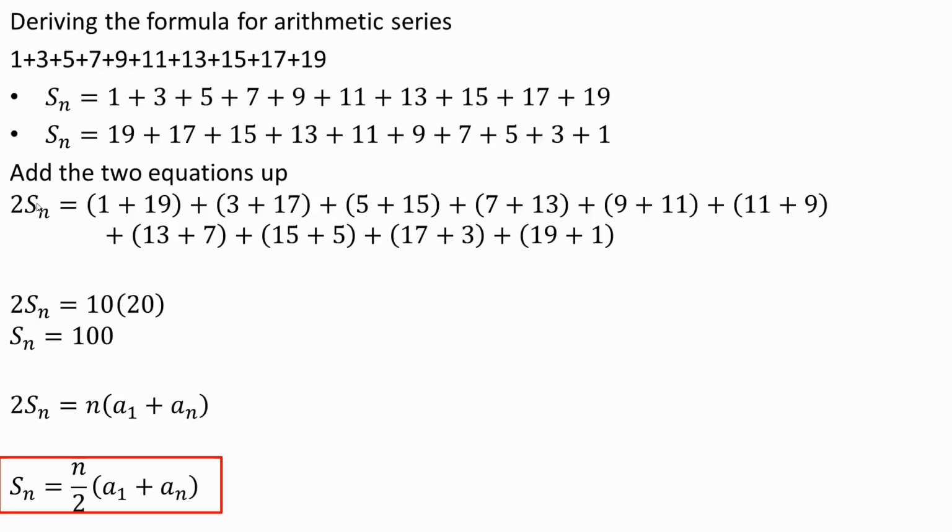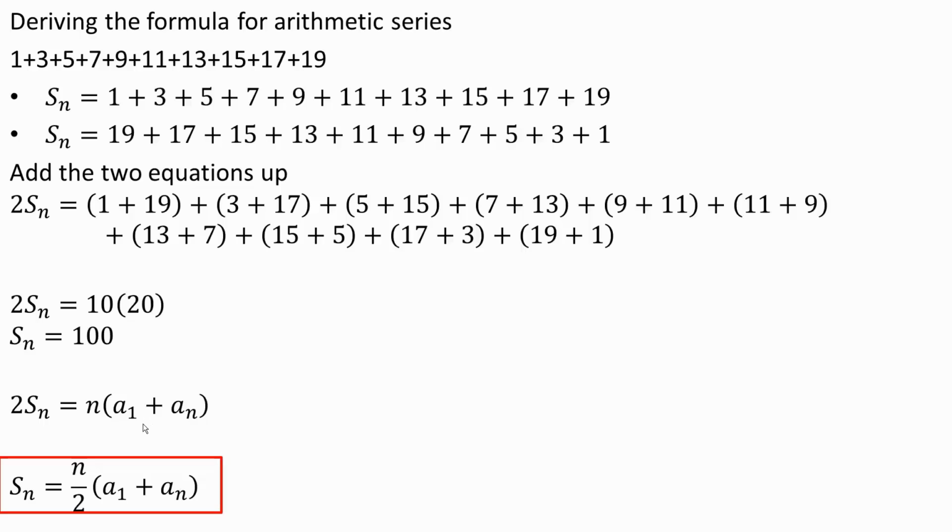So 2s is equal to 1 plus 19 is 20, 3 plus 17 is 20, 5 plus 15 is 20, 7 plus 13 is 20, and so on. Each combination is going to be 20. And so how many terms do we have? 1, 2, 3, 4, 5, 6, 7, 8, 9, 10. So 10. We say 2s is equal to 10 times 20, which is 200, divided by 2, and s is going to equal 100.